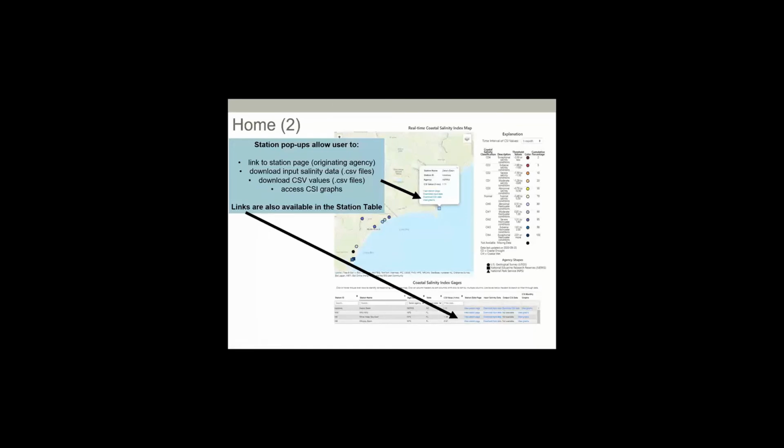You also have links to view the station page. That will take you to the landing page for that gauge. So this one's a NERRS gauge, so it'll take you to the NERRS gauge page for that one. You can download the input data that was used to calculate the Coastal Salinity Index, the output data, and also view graphs, the Coastal Salinity Index graphs for that gauge. These links are also located in the table beneath the map.